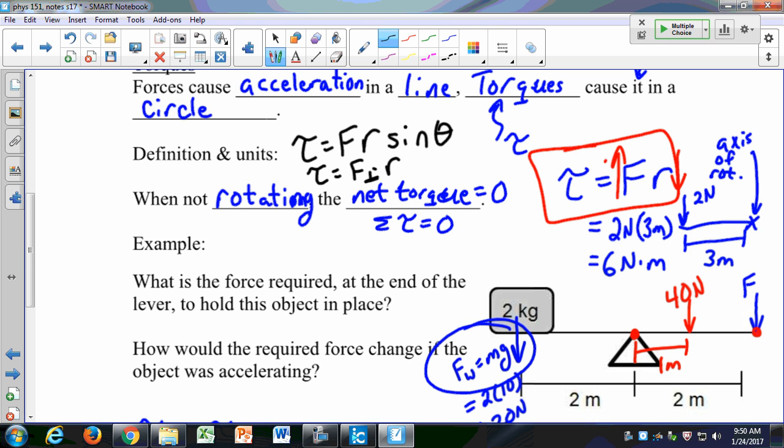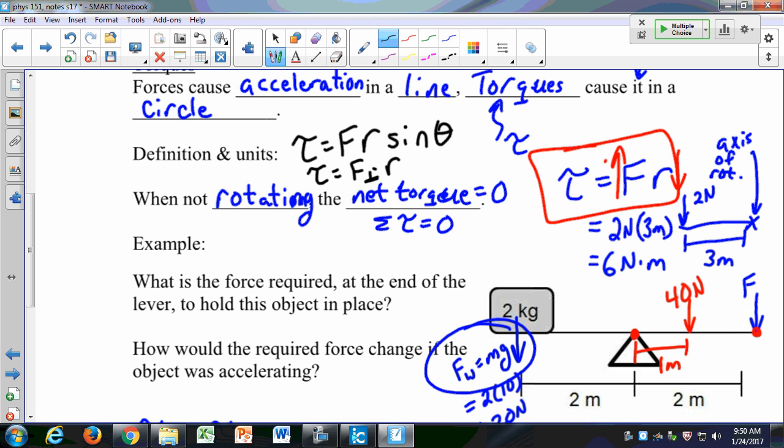If a class 3 lever requires the most force for effort, and it does, right? The class 3 required the most force. Why in the heck would you even want a class 3 lever? Most of them are, yeah. Well, let's see. Yeah, I think yes.